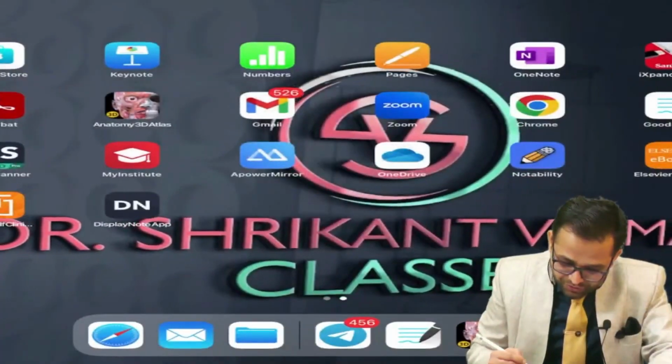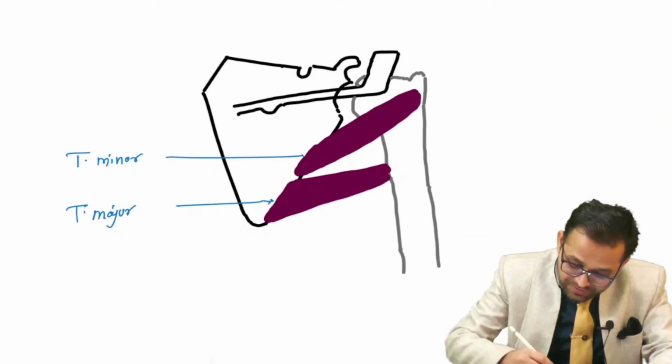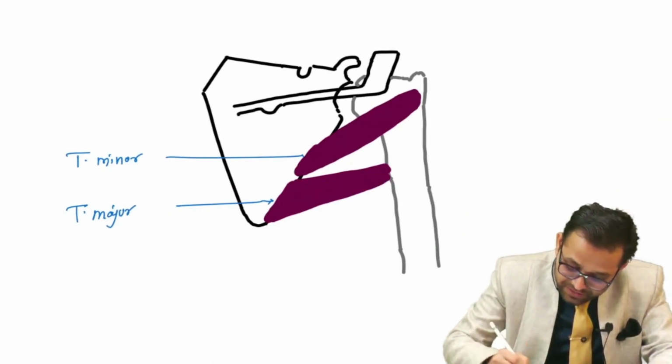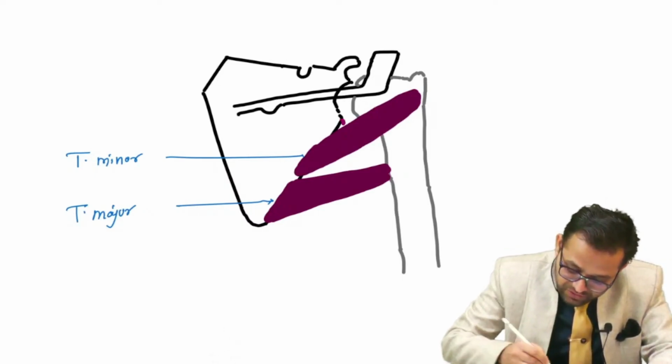So what you have to remember, try to understand further. Yes, so we are going to look for this one. This is our long head of the triceps. So I am using a little bit different color to differentiate.